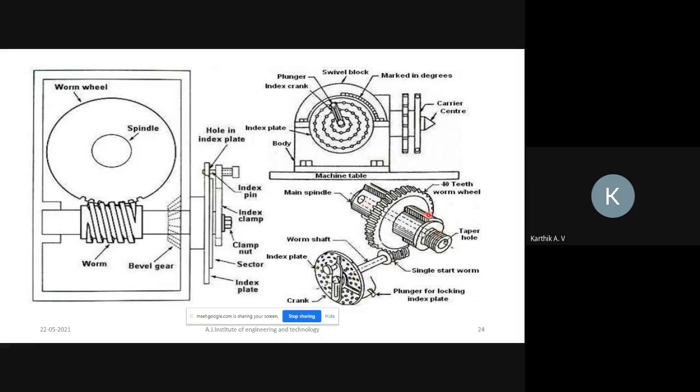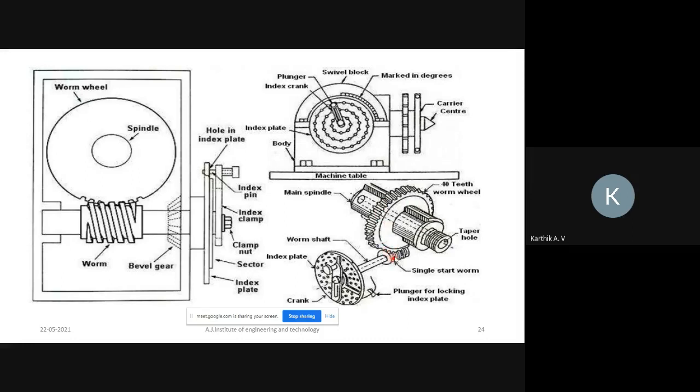So here one more spur gear is there. A spur gear is nothing but a gear whose teeth are parallel to the shaft. That is called a spur gear. This spur gear has 40 teeth.